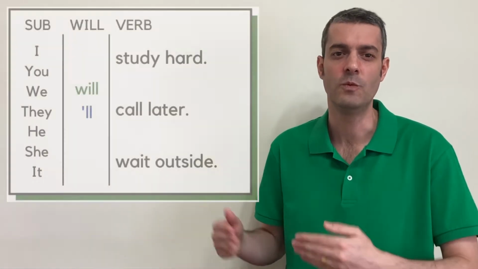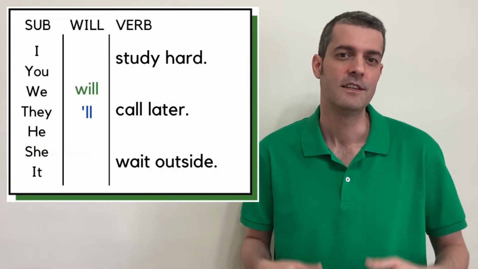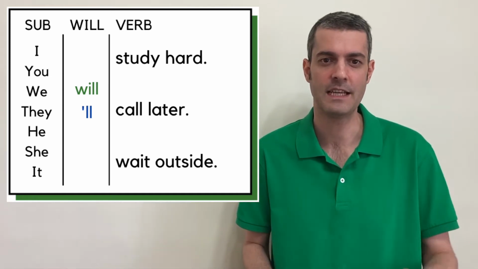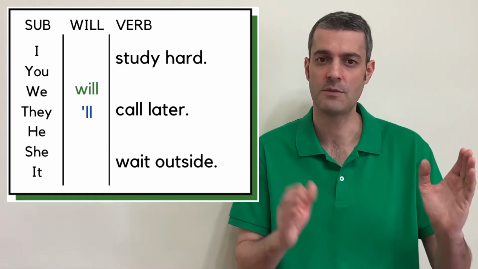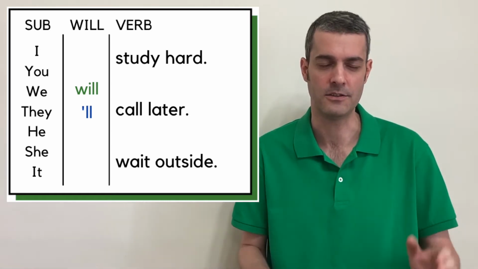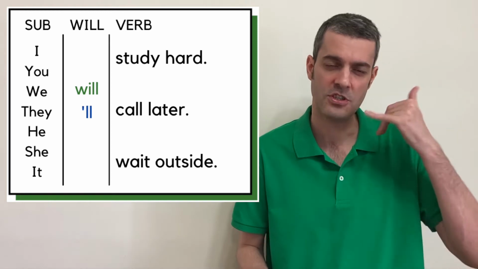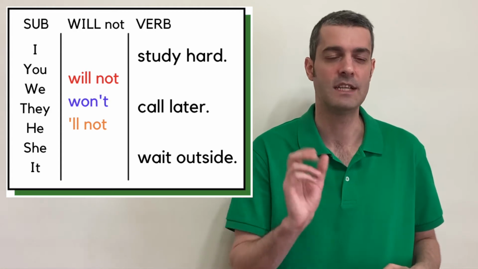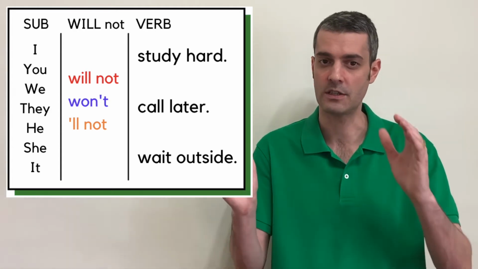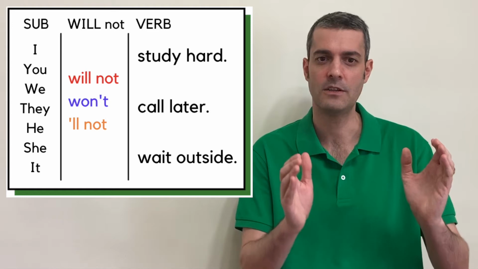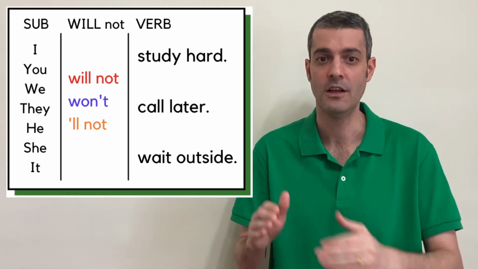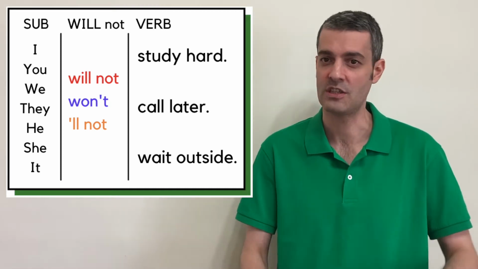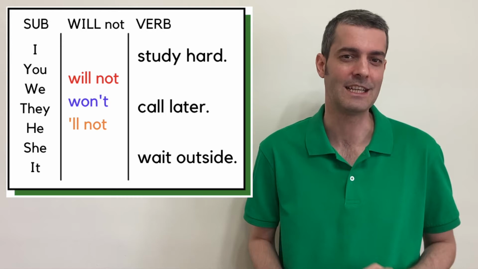Now let's talk about using will in the future simple tense. To create a positive sentence, we have our subject, will, and our base verb. So I, you, we, they, he, she, it will, or a contraction of our subject and will with apostrophe LL. So I'll study hard, she'll call later, or he will wait outside. To make a negative sentence, we just have not after will. We could have will not or a contraction won't, or our subject and will as a contraction with apostrophe LL followed by not. Some examples are, I will not study hard, she won't call later, and he'll not wait outside.